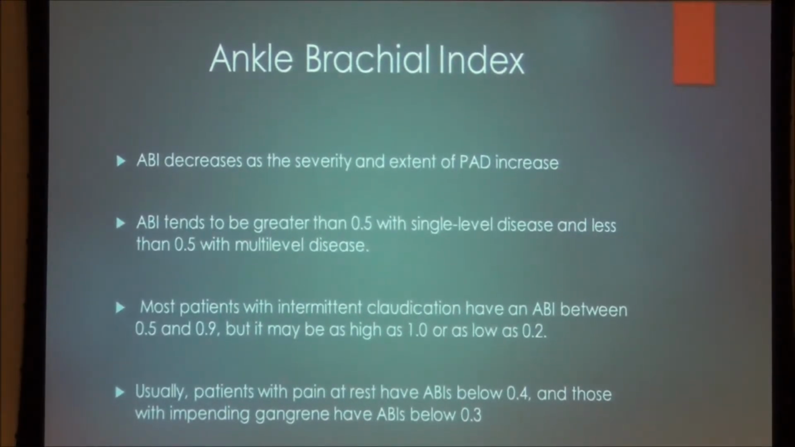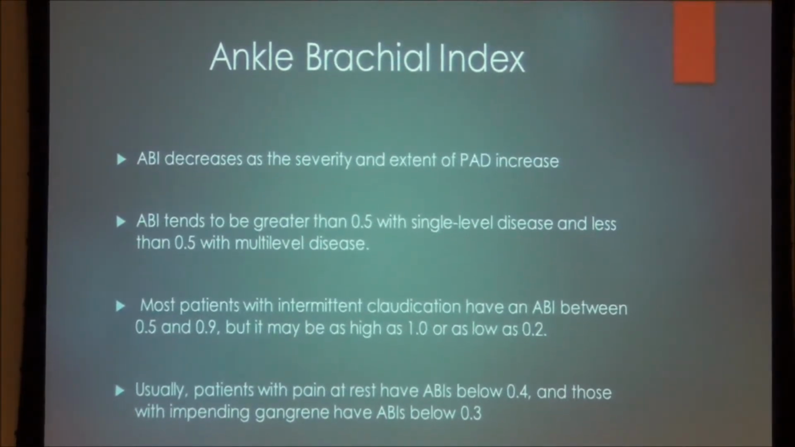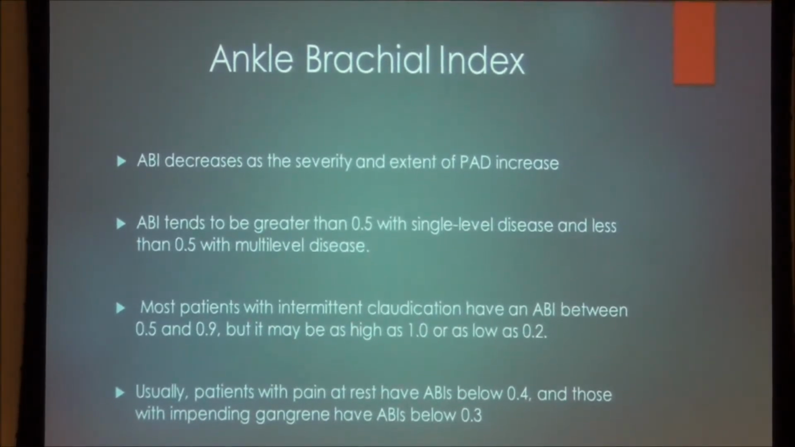ABI tends to be greater than 0.5 with single vessel disease. So if you have an ABI less than 0.5, it means that you have disease at more than one level, probably iliac, femoral, and popliteal, say in 3 levels. Most of the patients with intermittent claudication have ABI between 0.5 and 0.9.